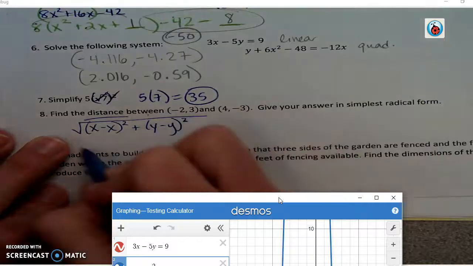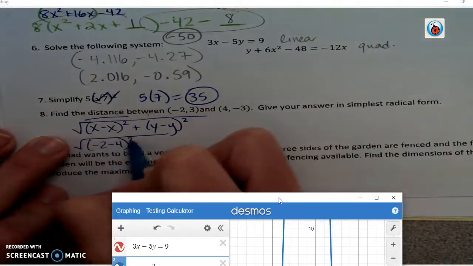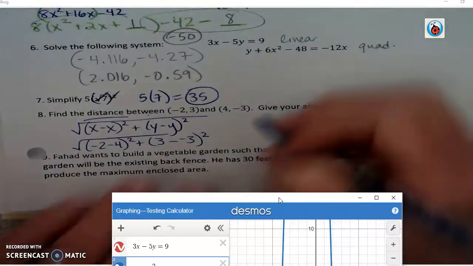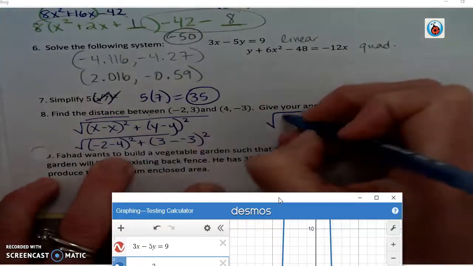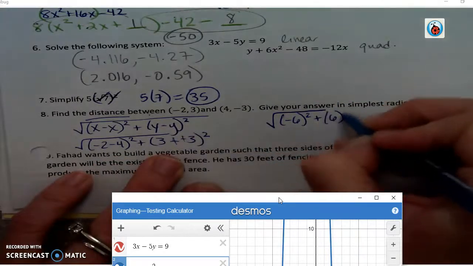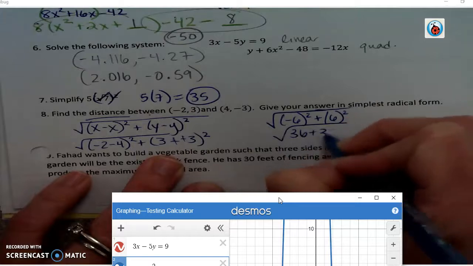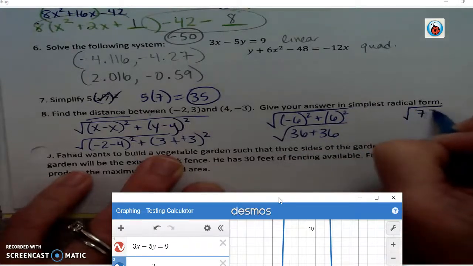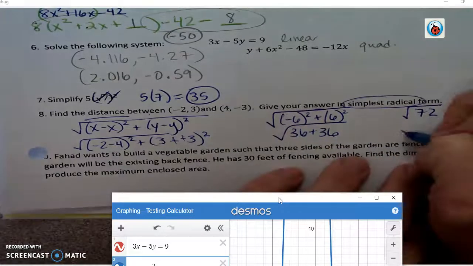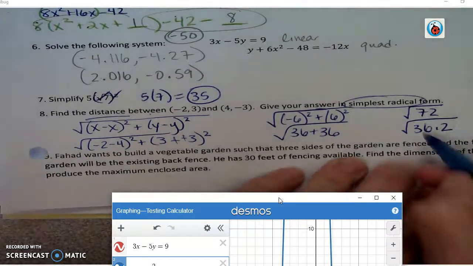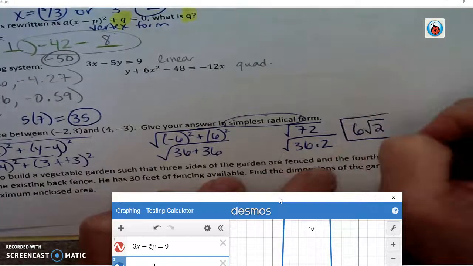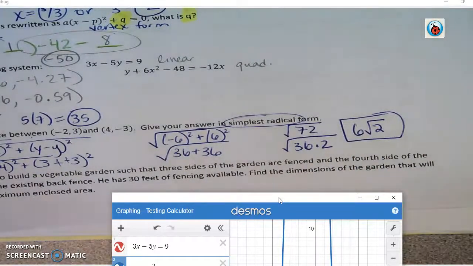So my x values are negative 2 and 4, and my y values are 3 and negative 3. Negative 2 minus 4 is negative 6 squared. 3 minus negative 3, those turn into a plus, so that's also 6 squared. So I get 36 plus 36, which is the square root of 72, but I have to put it in simplest radical form. Well, I know that 72 is 36 times 2, and 36 is a perfect square. The square root of 36 is 6, and 2 stays inside the square root, so your answer is 6 square root 2.